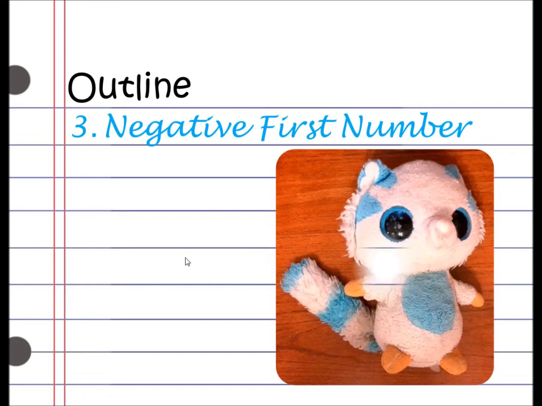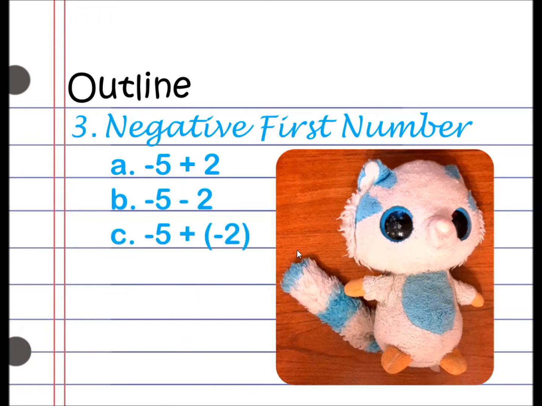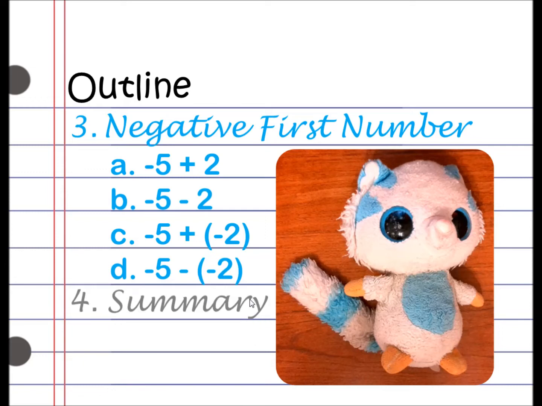Next, I'll be talking about what happens when the first number is negative. Michigan will be helping us with these examples. The first one will be negative 5 plus 2. Then it will be negative 5 minus 2, negative 5 plus negative 2, and negative 5 minus negative 2. And at the end, I'll go over a summary of this whole video.